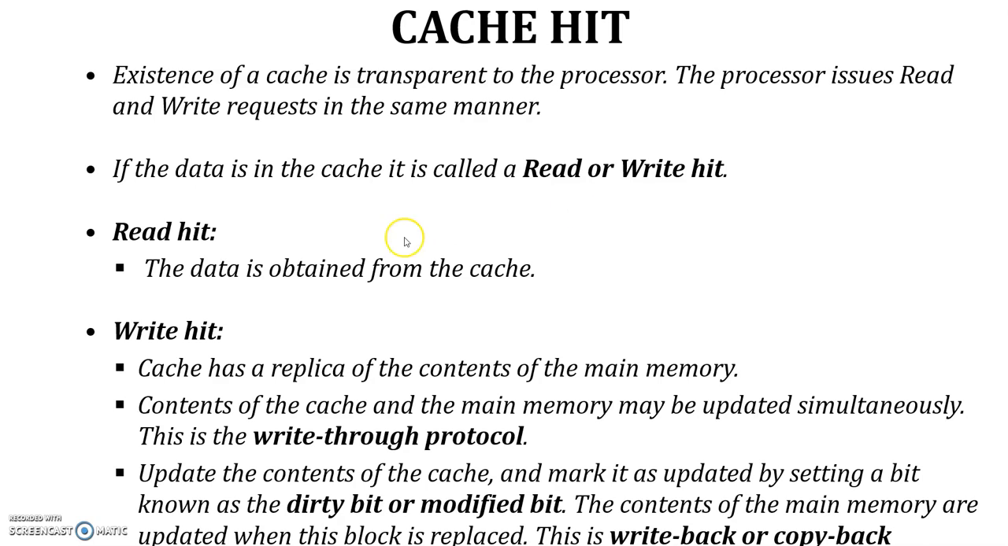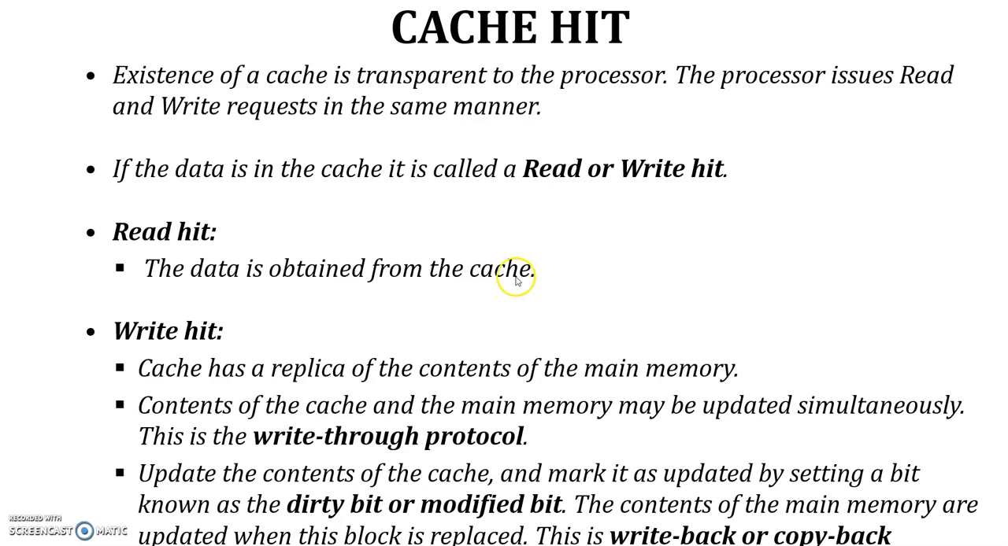Read hit is when the data is obtained from the cache. So the processor needs some data, so it wants to read the data from the main memory. The processor searches for the data first in the cache. If the processor gets the data from the cache, it is called a read hit.